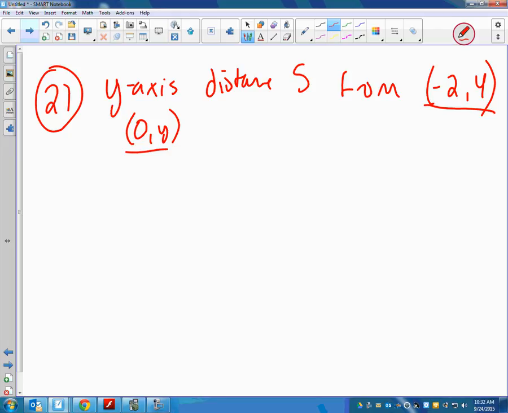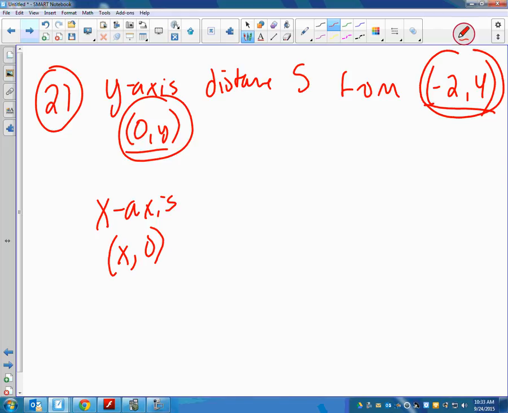If it said the x-axis, the only thing that would change is every point on the x-axis is some x and the y is 0. So if it was a y-axis problem, you would set it up using 0, y, and the point they gave you. For the x-axis, you have to remember that it's some x-coordinate, and then the y is always zero. And then you just have the distance formula for both sides.